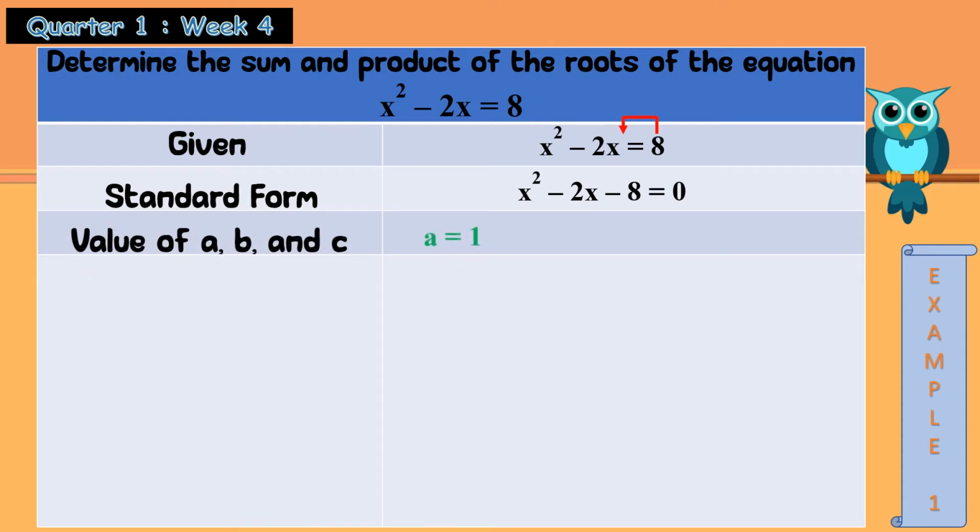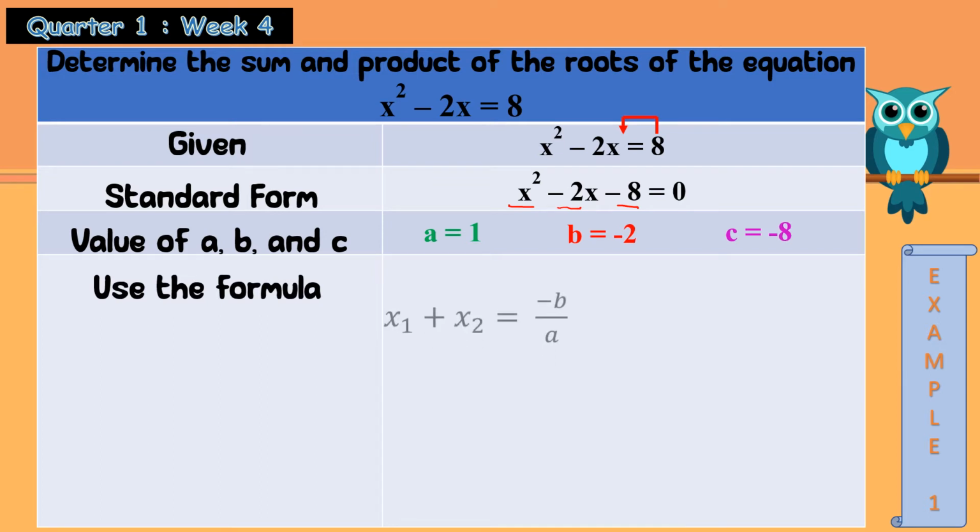Then afterwards, let us identify the value of a, b, and c. The value of a here is positive 1. The value of b is negative 2. And the value of c here is negative 8. So let us now use the formula in determining the sum and product of the roots of this given equation.